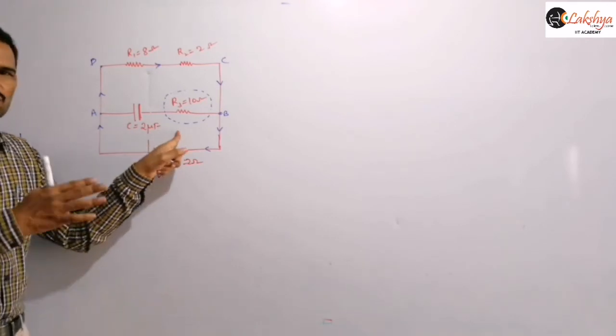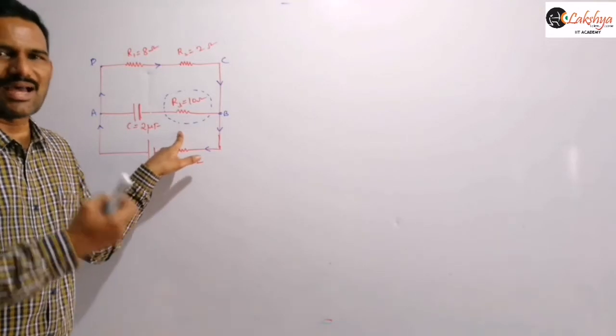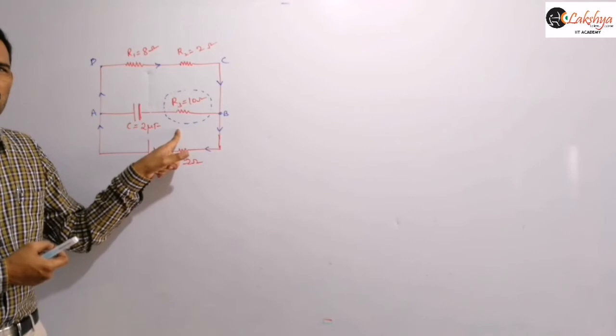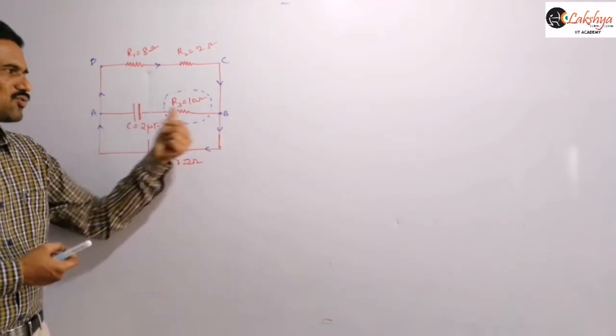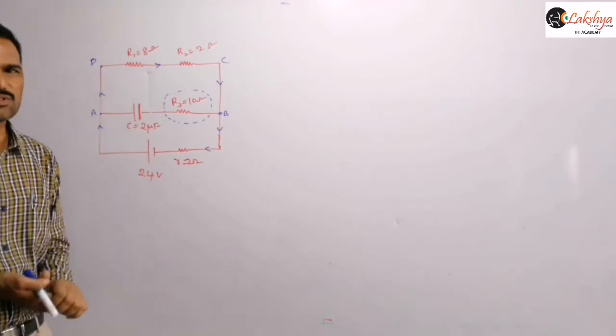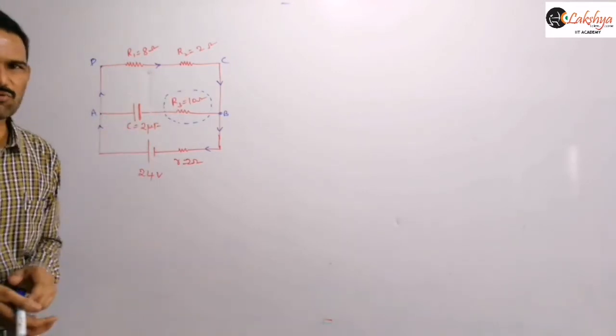And the potential difference across this AB is nothing but the potential difference across this capacitor only, right? Because here there is no potential difference, current is 0, and potential difference across a resistance means IR, so I value is 0. The total potential difference will be across this only. So the potential difference across AB means the potential difference across this 2 microfarad capacitor only, right? So that is nothing but equal to the potential difference across this R1 plus R2.